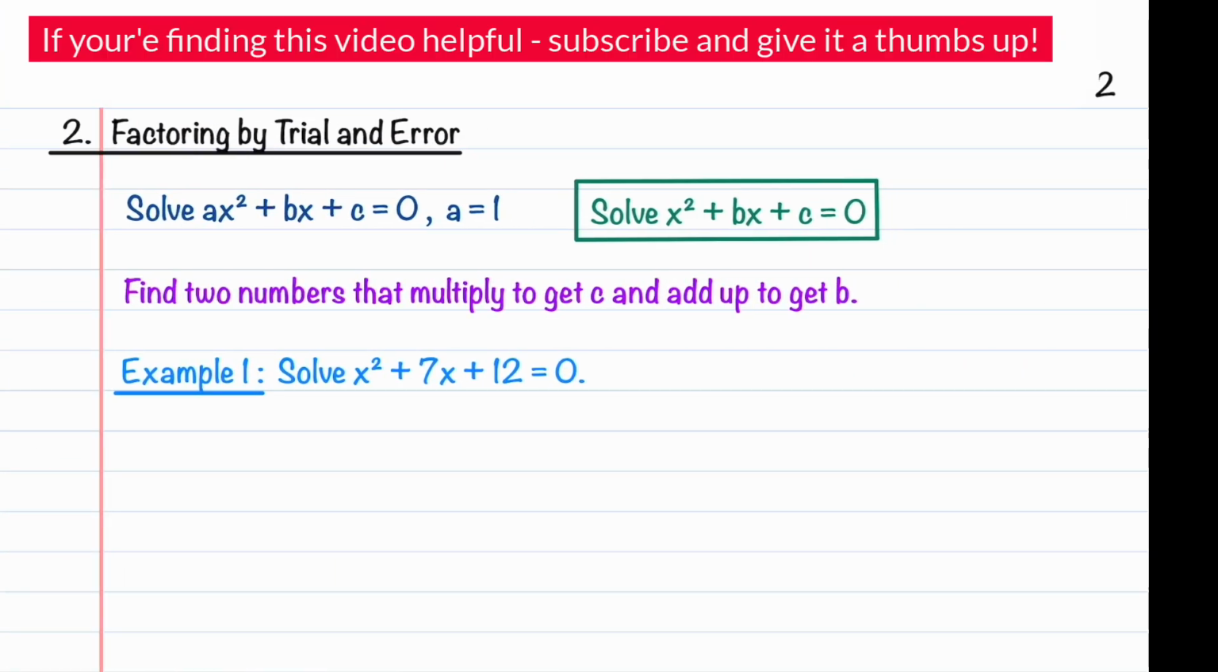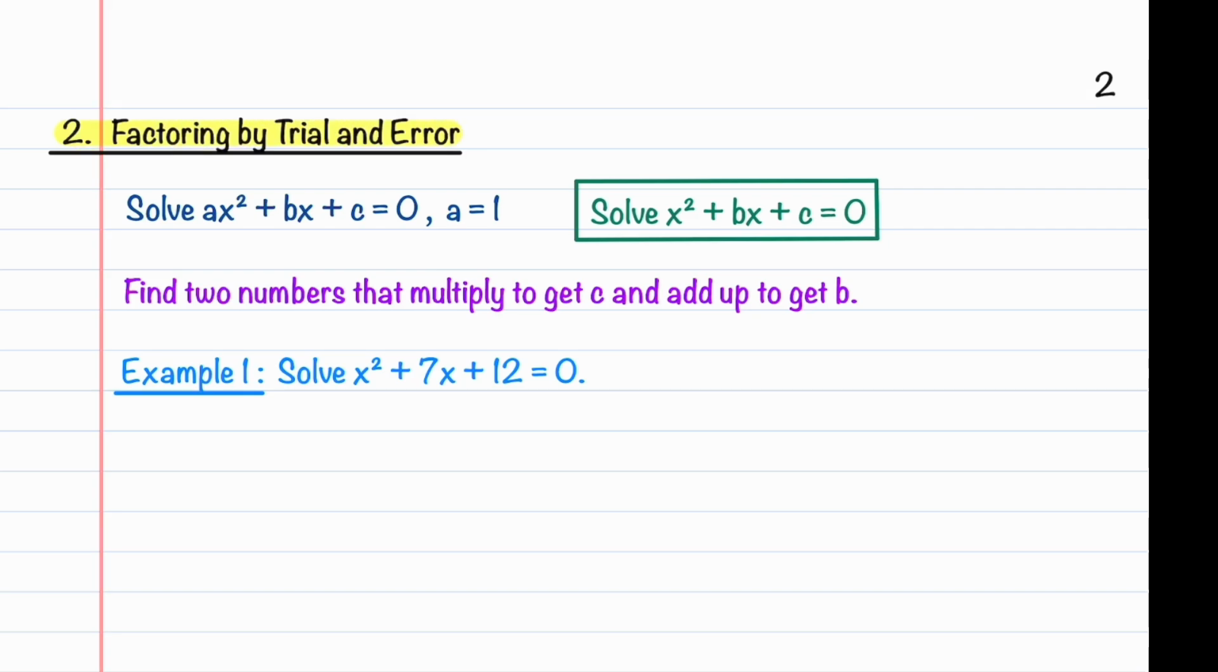The factoring technique that we're going to look at now is called factoring by trial and error. I think one of the hardest things about factoring quadratic equations is trying to figure out what method to use. So here's a guideline that you can use for this one. When you solve ax squared plus bx plus c is equal to 0, and a, which is the constant that multiplies x squared, is equal to 1, factoring by trial and error is a really good method to start with. Essentially, what we're going to be solving when our a is equal to 1 is x squared plus bx plus c is equal to 0.